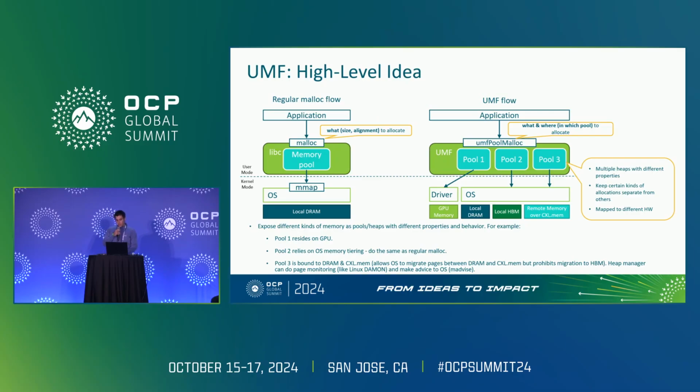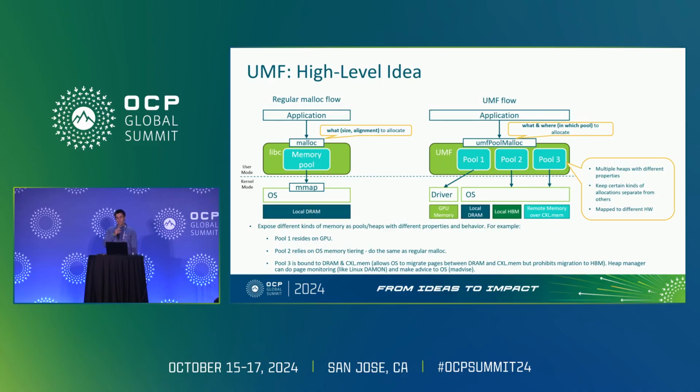So here is how UMF can help with that. You can take a look at the chart on the right. This shows a very similar application flow or allocation flow. And you can see that UMF exposes a very similar API. So we call it UMF pool malloc, which is very similar to how regular malloc looks like.